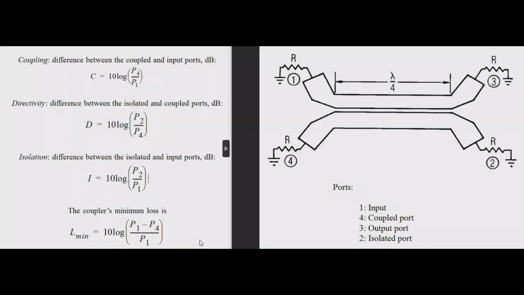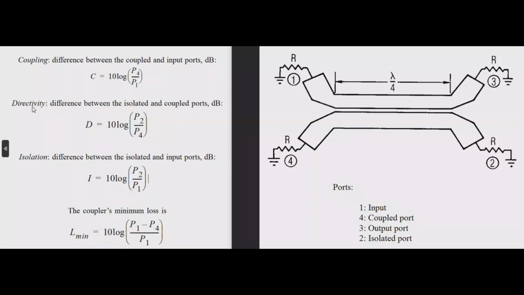Now, let's say we've designed our directional coupler using those terribly complicated equations that I showed you a second ago, and there's still a few things we need to be aware of. Three quantities in particular. Coupling is kind of obvious. That's the difference between the power at the coupled port and the available power at the input port. So for example, if we excite port 1, the coupling is the power to port 4 divided by available power at port 1. That's pretty easy to figure out.